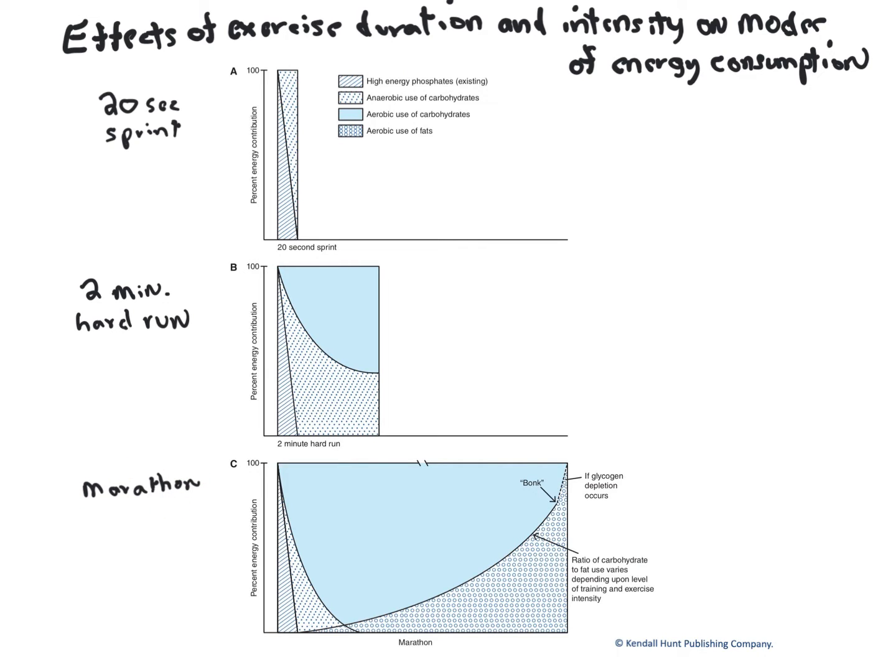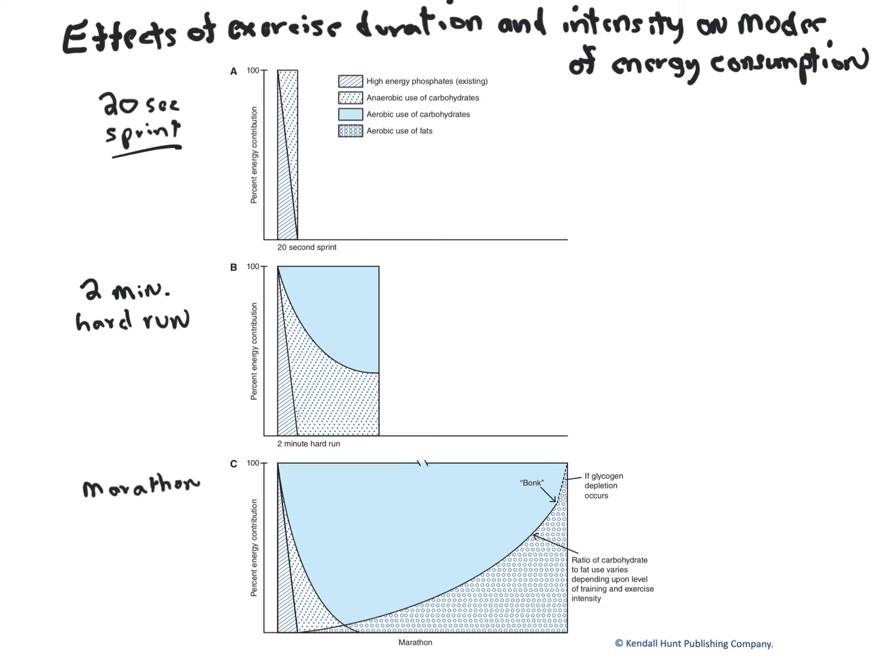In each of the three graphs, time is plotted on the x-axis and percent energy consumption totaling 100% on the y-axis. And for each of these, that simply means that if we total the various modes of ATP production that power the event, the total is always going to be 100%. Okay, let's look at the 20-second sprint.